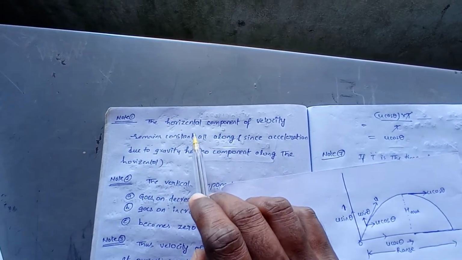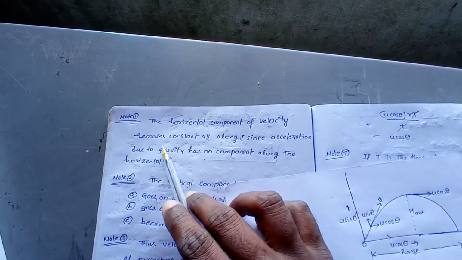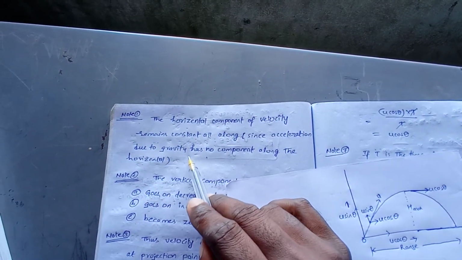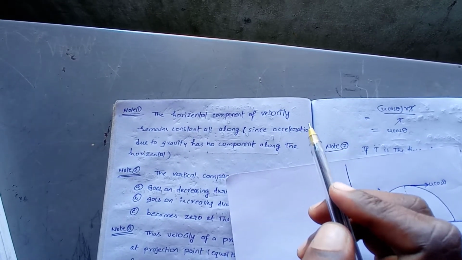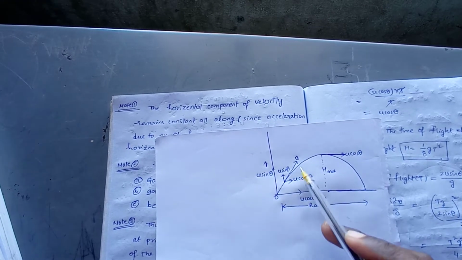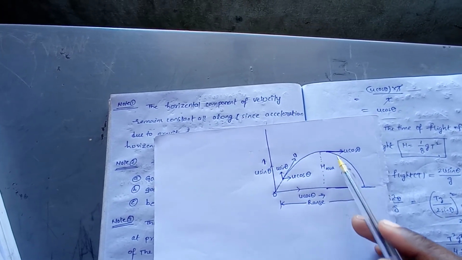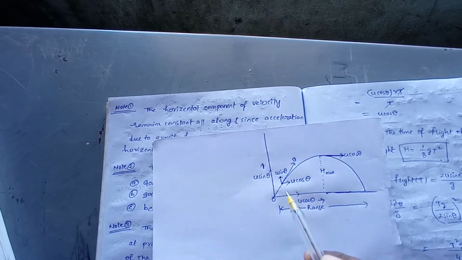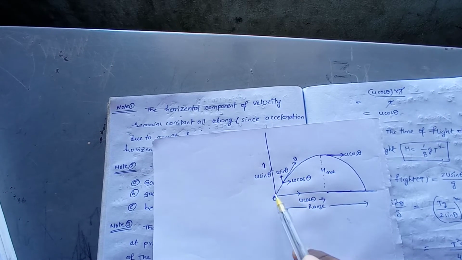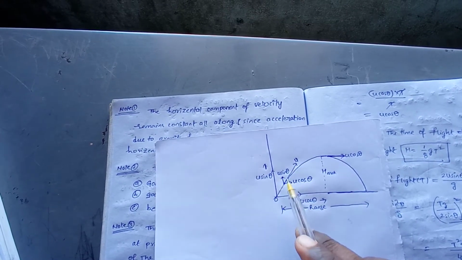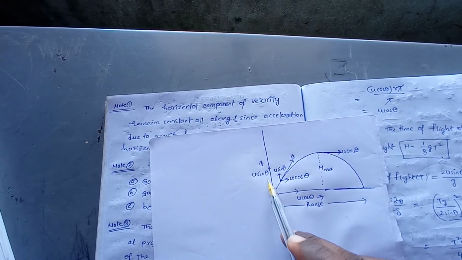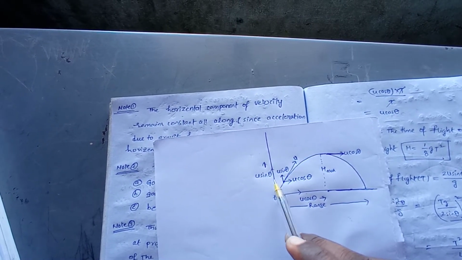Okay, first point is the horizontal component of velocity remains constant all along, since acceleration due to gravity has no component along the horizontal. So if you observe here, this is a projectile motion. This is the path of the projectile, that is a parabola. The initial velocity of the projectile is divided into two components. One is along the horizontal direction, and another one is along the vertical direction. Horizontal component of velocity is u cos theta. Vertical component of velocity is u sin theta.